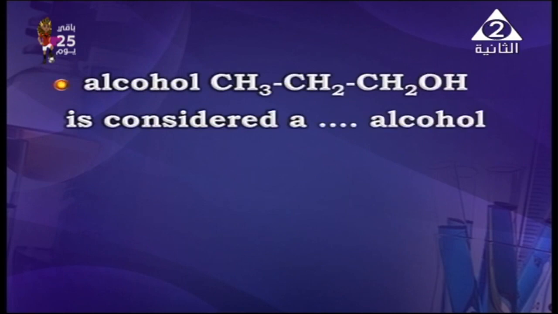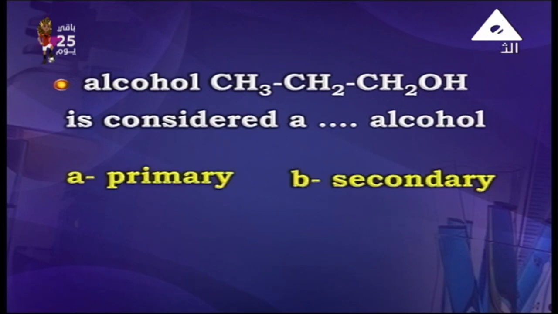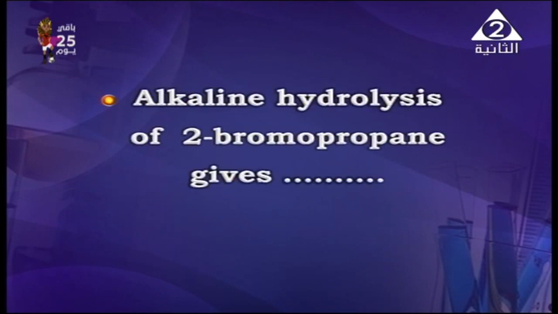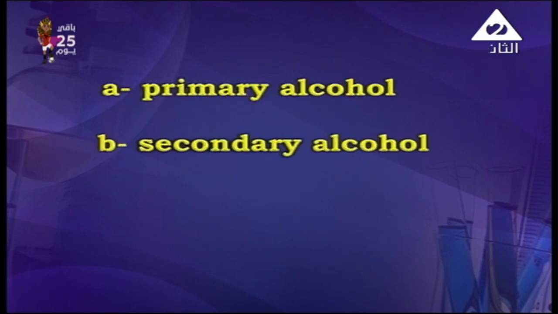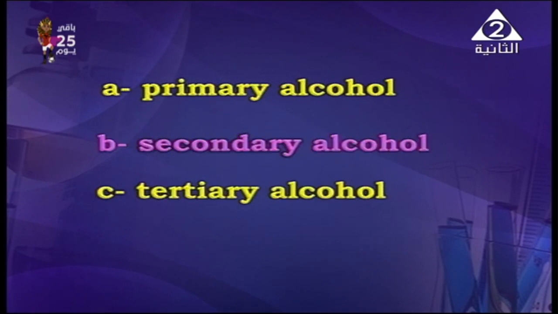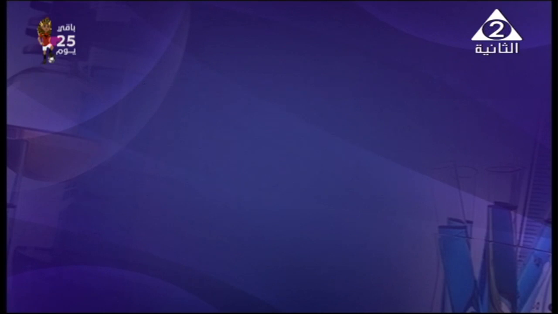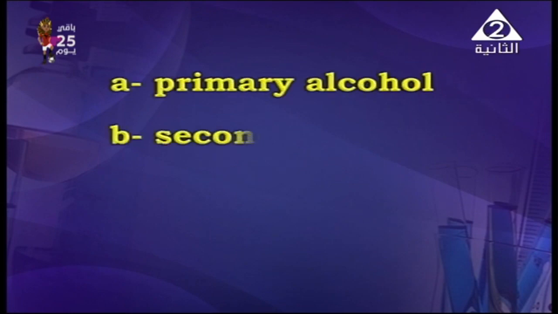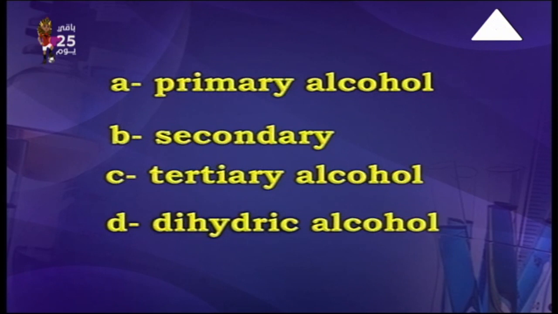Alcohol CH3CH2CH2OH is considered what kind of alcohol? Is it primary, secondary, tertiary, alkene? Here, my dear student, the carbinol group is attached to one alkyl group, so it will be primary alcohol. Next point. Alkaline hydrolysis of 2-bromopropane gives what? Primary alcohol, secondary alcohol, tertiary alcohol. Yes, the answer will be secondary alcohol. Catalytic hydration of propene gives what? Primary alcohol or secondary alcohol or tertiary alcohol or dihydric alcohol? If you think about it, yes, it will be secondary alcohol.